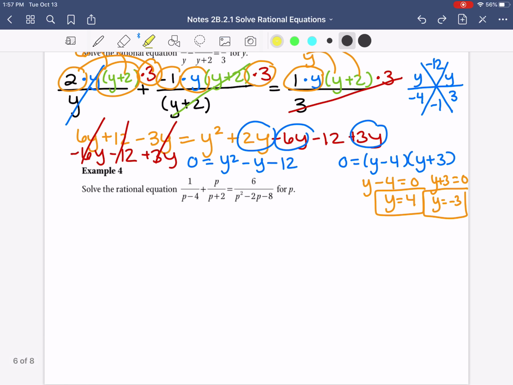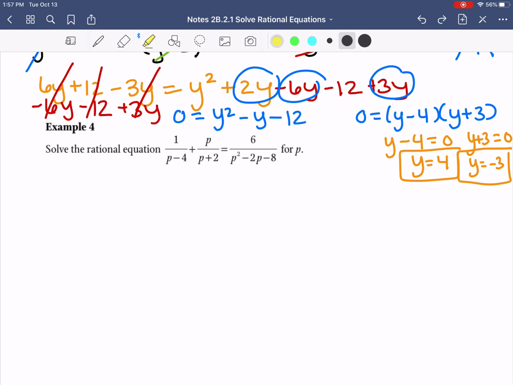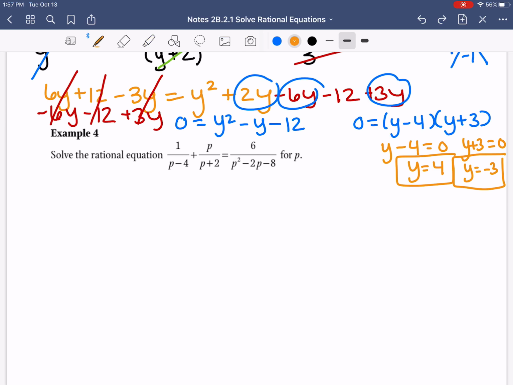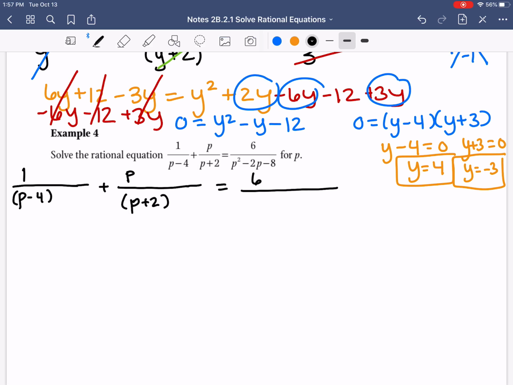All right, last example. I have to try to write smaller. For our last example, I'm going to try to factor my denominators. You guys will see why. The first denominator is p minus 4. There's nothing I can do there, so I'm going to put parentheses around it. Plus p over p plus 2. I'm going to put parentheses around that because it can't be factored. Equals 6 over, and I can factor this one right here.